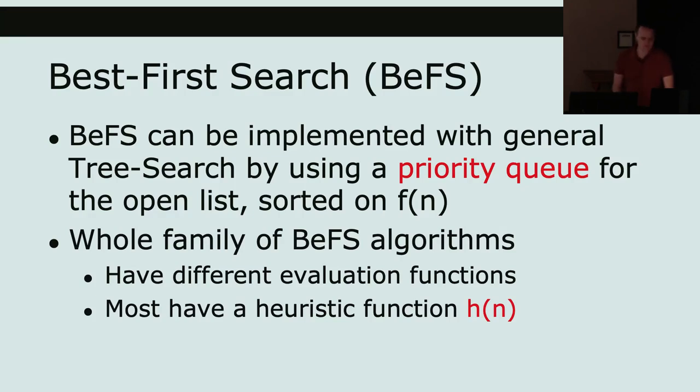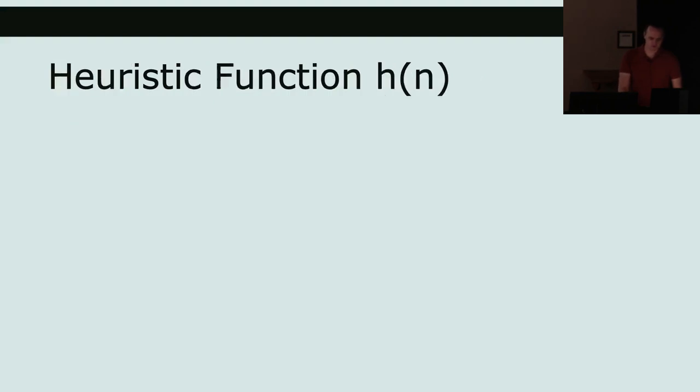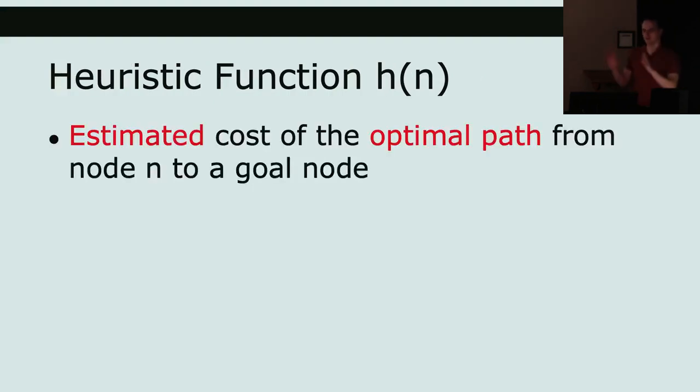And there's a whole family of best first search algorithms, and they have different evaluation functions, but what they mostly share in common is that they have a heuristic function, and this is our guess towards what direction we should go in for the search, and this is called h of n. So this heuristic function, at least in the context of our course and our search algorithms, is an estimate of the cost of the optimal path from any node n to the goal node. So this is a guess. We apply some sort of domain-specific knowledge to say, what do we think is the optimal cost to go from this node to the goal?